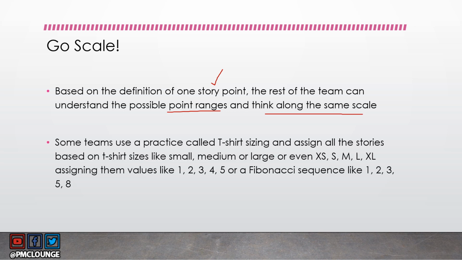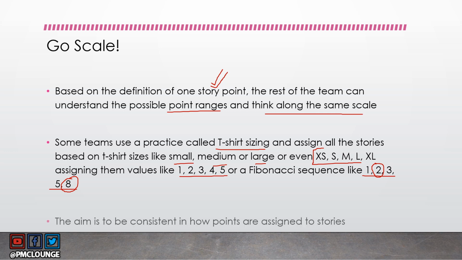Now, some teams use a practice called t-shirt sizing and they assign all the stories based on t-shirt sizes like small, medium or large. They can even use XS, S, M, L, XL, right? And they assign values to these t-shirt sizes like 1, 2, 3, 4, 5, or they can even use the Fibonacci sequence like 1, 2, 3, 5, 8, and so on and so forth. So basically, the entire team has a fair idea of what 8 story points mean. They have a fair idea of what 2 story points mean. All of that because they agreed upon the definition of one story point. Everybody understands the kind of effort one story point would require.